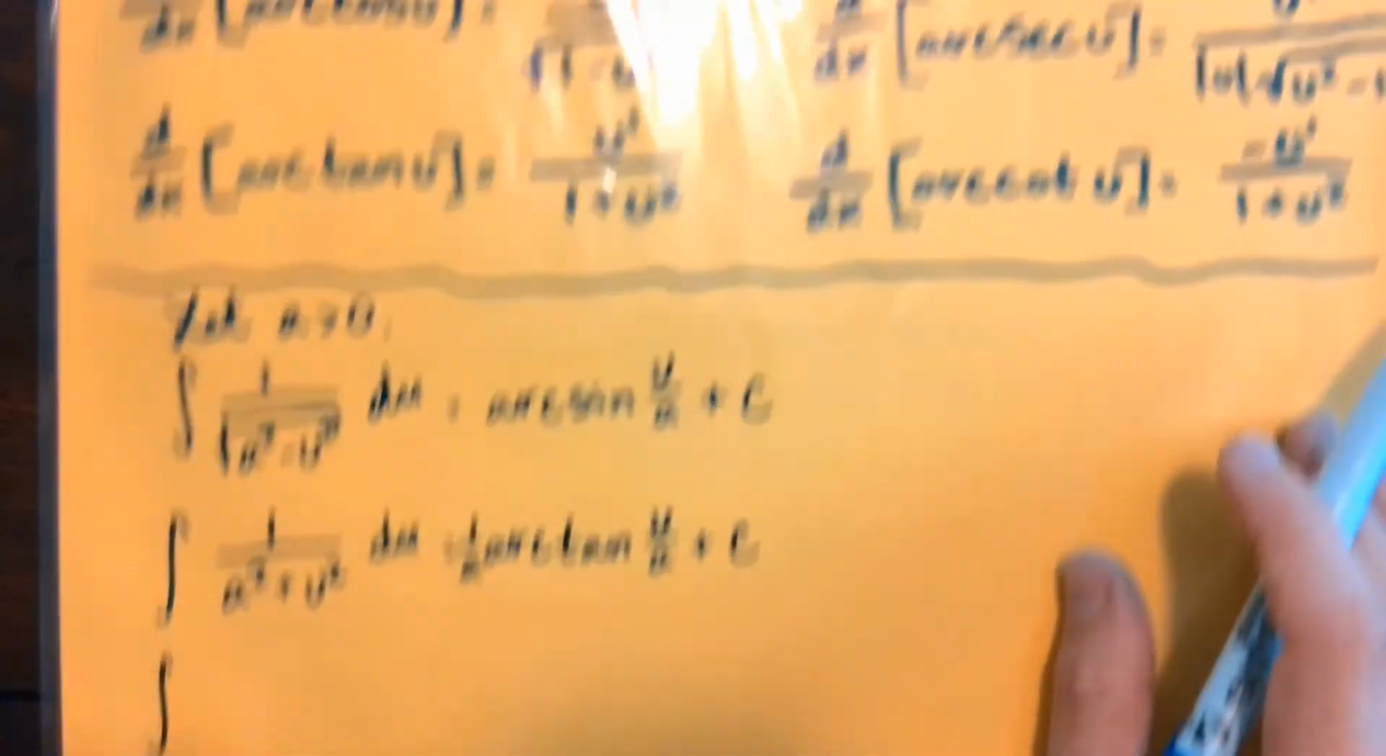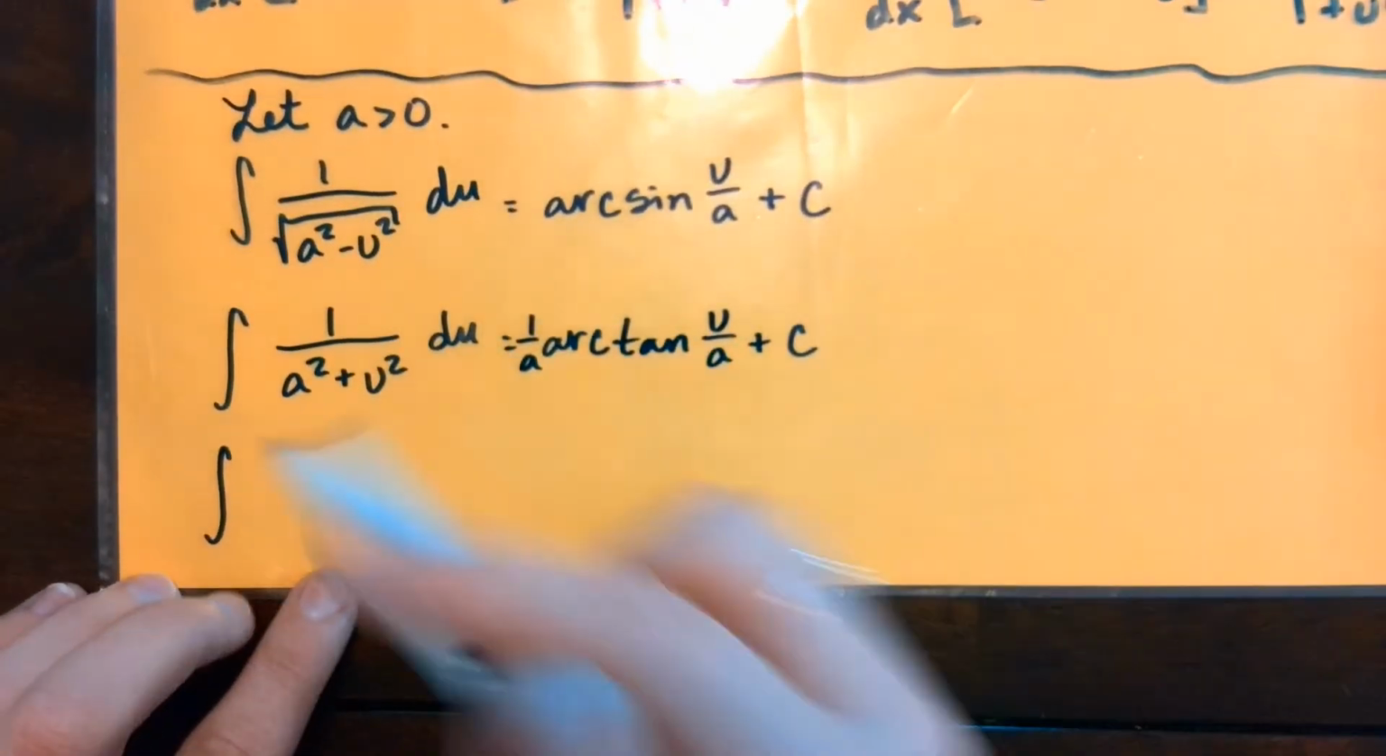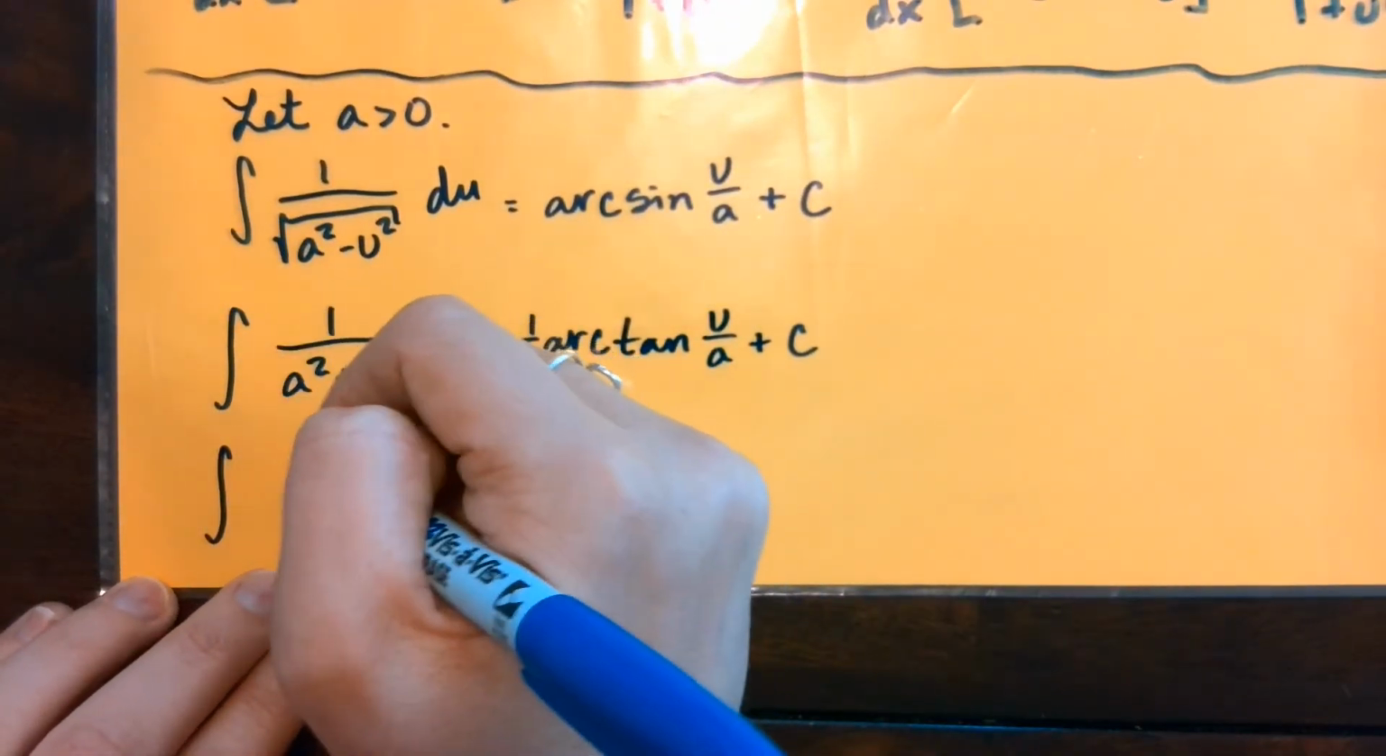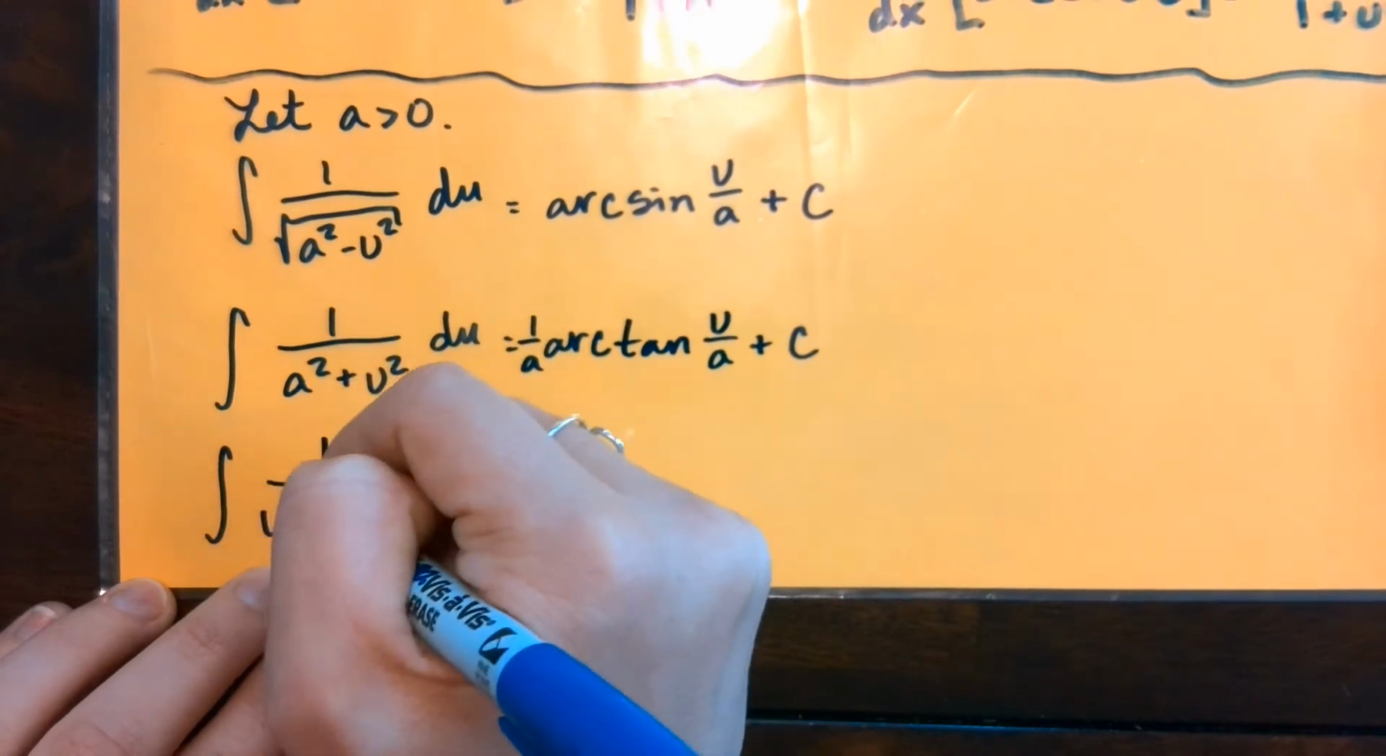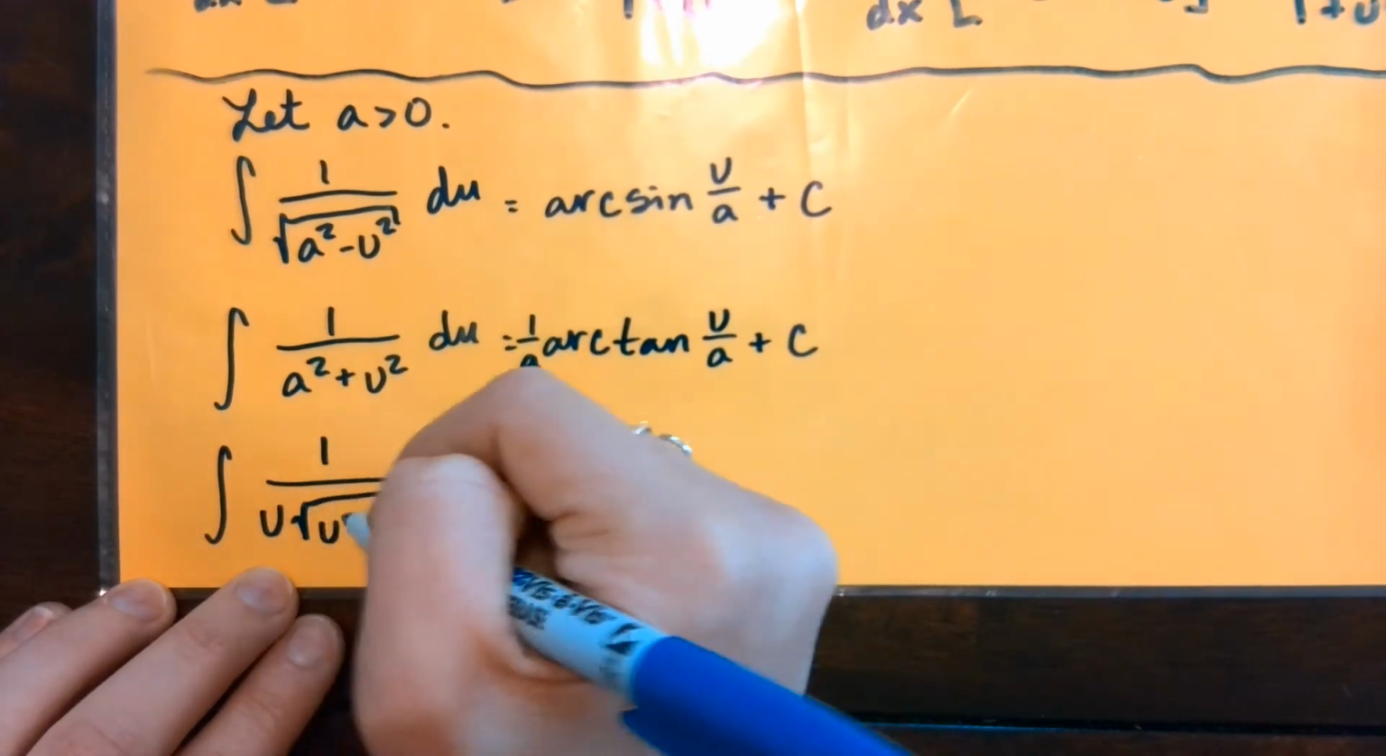Let's look at one more. I want to see what happens with these absolute values of u. So let's look at the example 1 over u radical u squared minus a squared.